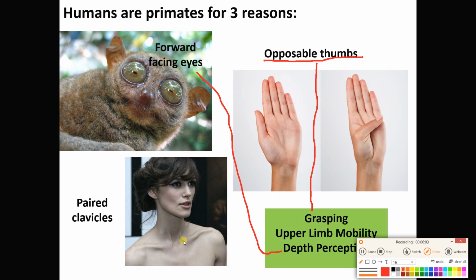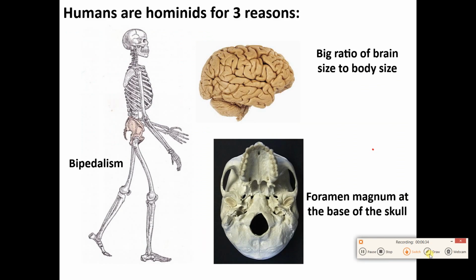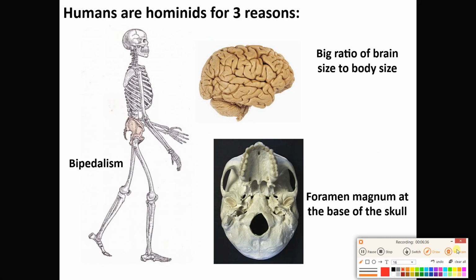And last but not least, we have a pair of collarbones or clavicles. We're not going to call them collarbones. We're going to call them clavicles in this class. We got 2 separate clavicles, one on each side, which is very important for the mobility of our upper limb. So this is why we belong to this group called primates, like this tarsier here and other monkeys and apes and things.